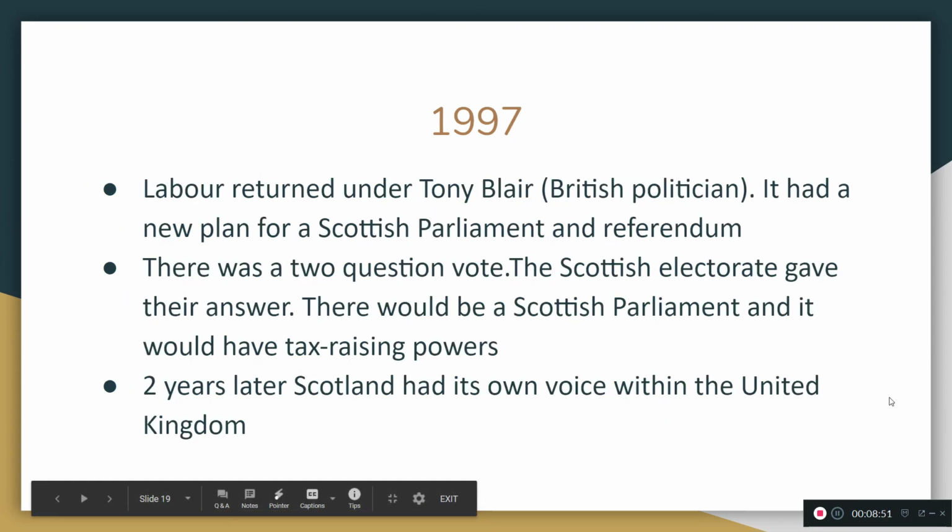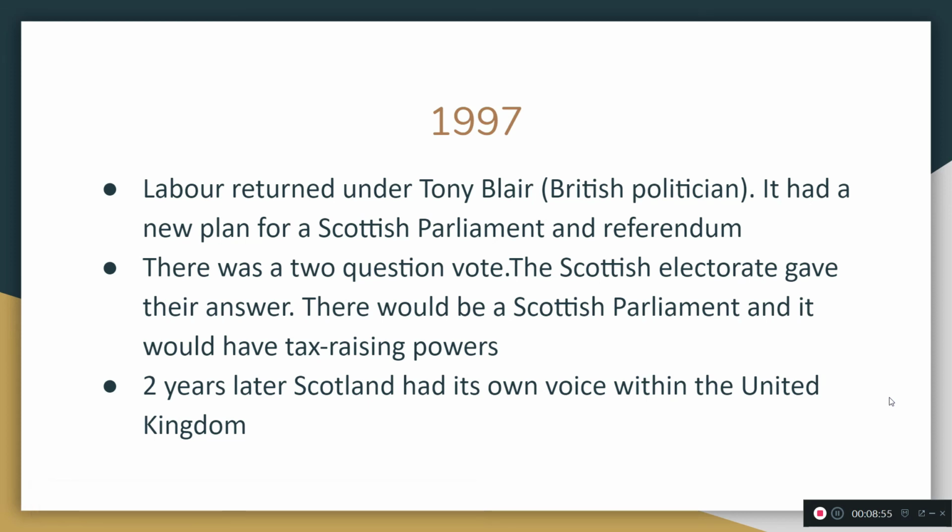In 1997, Labour returned under a man named Tony Blair, and the Labour government had a new plan for a Scottish Parliament and a referendum. There was a two-question vote. The Scottish electorate gave the answer that there would be a Scottish Parliament and it would have tax-raising powers. Fast forward two years later, Scotland had its own voice within the United Kingdom.